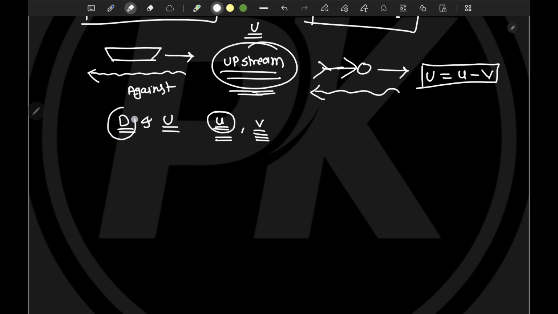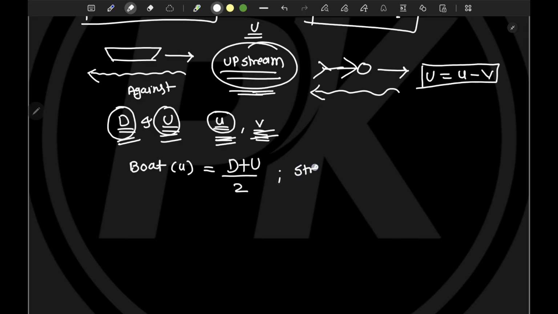Now what I was explaining is, in a problem they will give downstream and upstream speeds, and they will ask to calculate the speed of the boat and the speed of the current. For that, some of the teachers will directly give you the formula: boat speed is equal to D plus U divided by 2, and the stream speed, which is v, is equal to D minus U divided by 2.